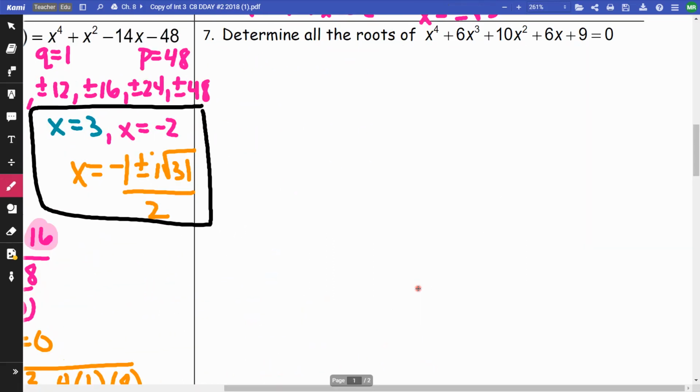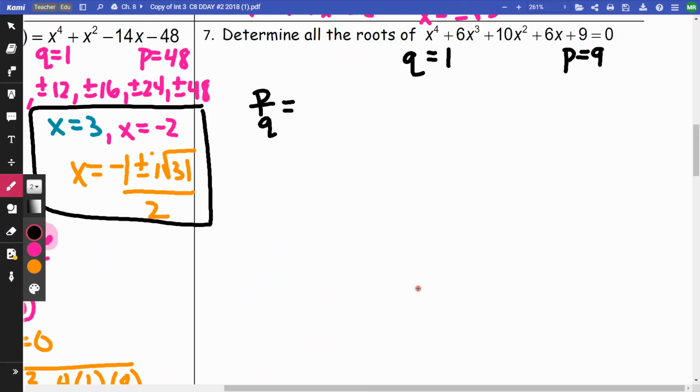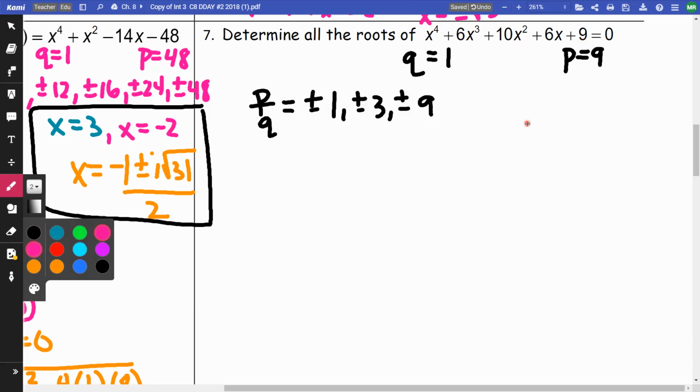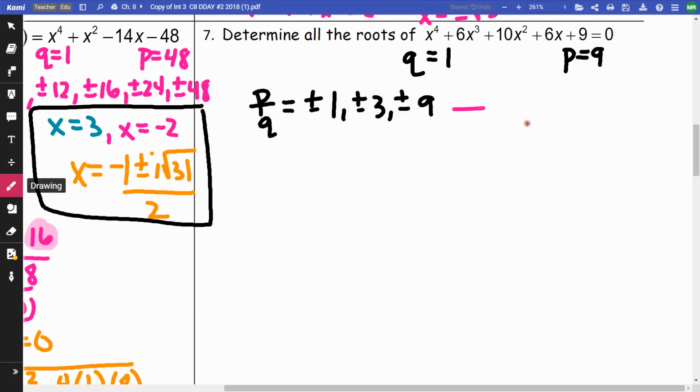On number 7, this is nice also because my Q is going to be a 1. So they're going to be all integers. My P is 9. So when I do my P over Q's, I'm going to get all integers plus or minus all factors of 9, basically 1, 3, and 9. Now, when I see this, these are all positive, so I'm only going to do my negatives.